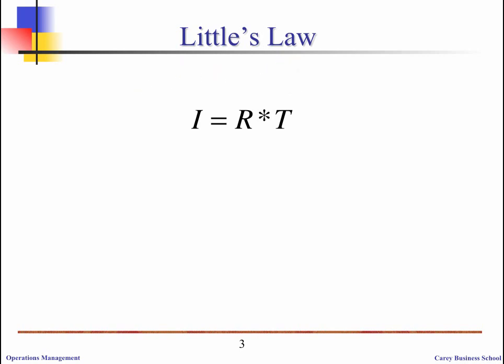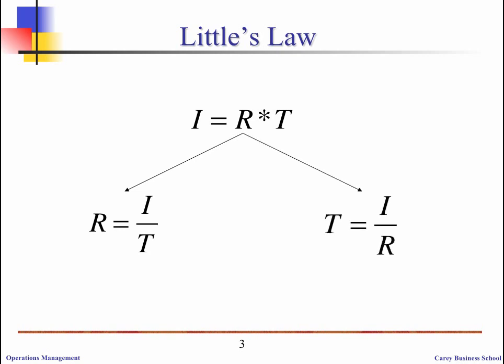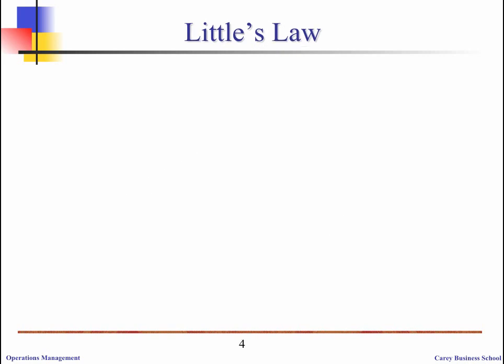Clearly, if we have this relationship, then we also know that our throughput rate R has to equal our average inventory level I divided by the average flow time T, and similarly that the average flow time T must equal the average inventory level I divided by the average processing rate R. So if I know any two of these elements, I can directly calculate the third.